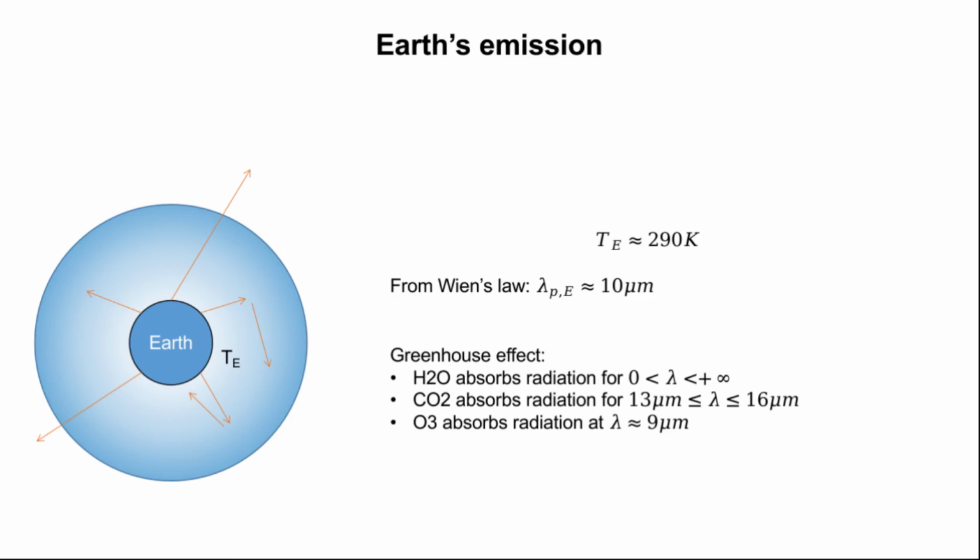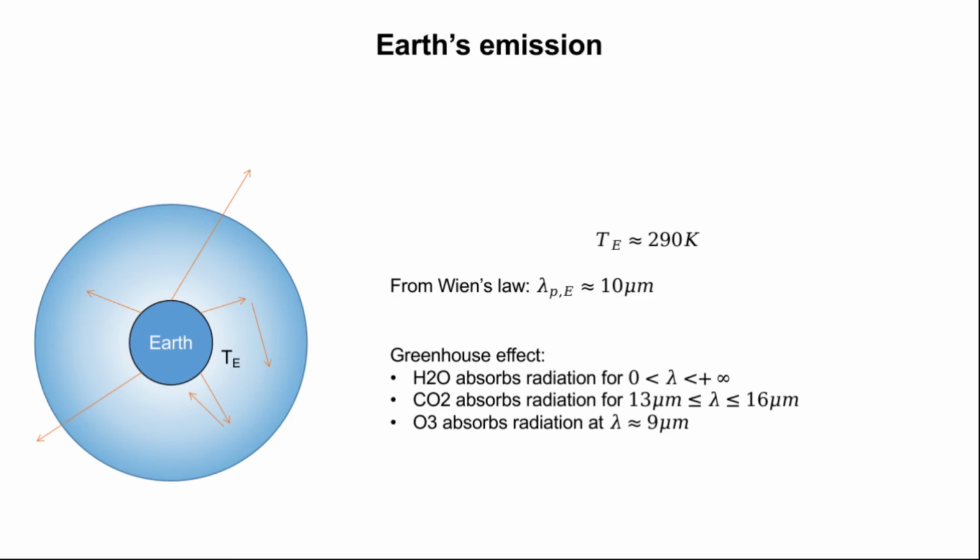Moreover, the Earth's atmosphere receives radiation also from the Earth itself. Due to its own emission, the temperature of the Earth crust is approximately 290 kelvins, which, according to Wien's law, corresponds to an emission peak at about 10 micrometers.